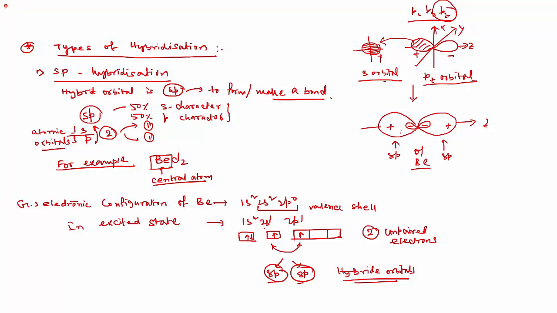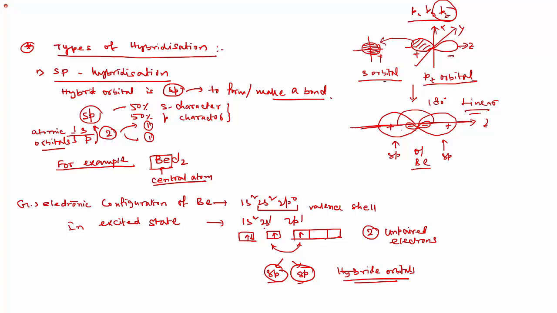In this way they are making two sp hybridized orbitals, and you see these two sp hybridized orbitals are linear. This angle is 180 degrees, so it is linear. So for any sp hybridization, these two sp hybridized orbitals form, and they are linear to each other.